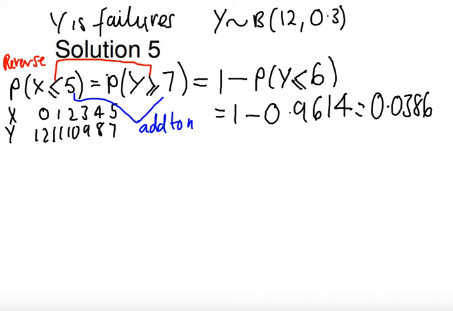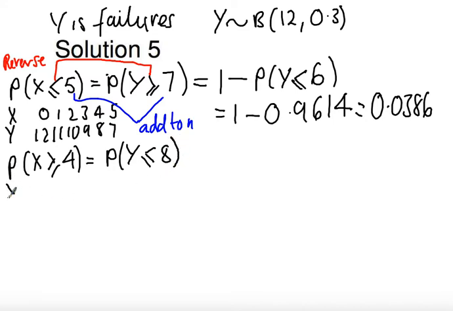Okay, we also needed to find the probability x is greater than or equal to 4. Now what I'm saying is we're going to reverse the inequality, so we're going to do y, so I'm going to say less than or equal to, and I'm going to make sure that the number we put here adds up to 12, so we're going to say y less than or equal to 8.